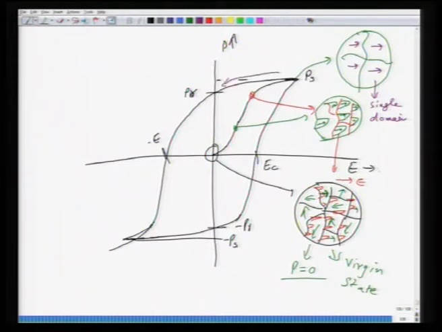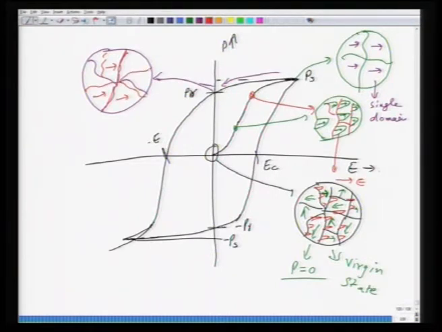When you get back to this situation, at this point, again this is the grain boundary, and what happens is that when you come to this point, most of these domains remain in this orientation itself, but some of the domains revert back to other orientations. As a result, there is a net P which is not equal to 0, because you have some favorably oriented domains left in the material.